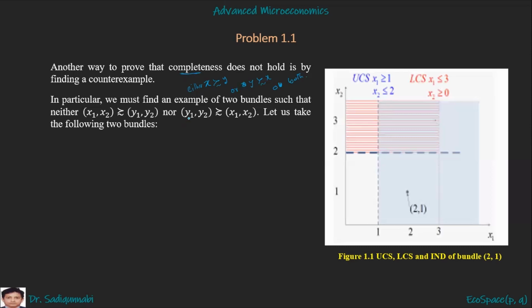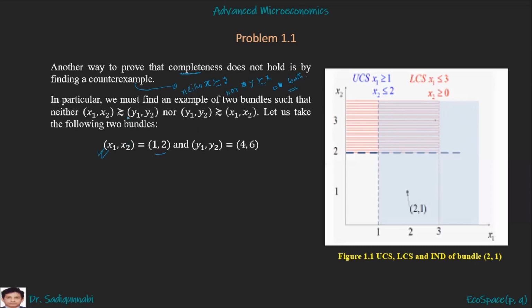But the counter argument is neither. If neither x is weakly preferred to y, nor y is weakly preferred to x, we can say that this preference relation is not complete.